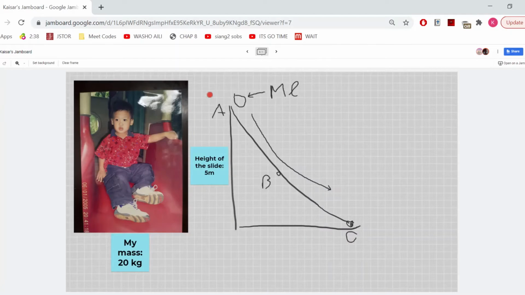Now for the last and fourth photo, I am approximately four or five years old, and my mass at the time was about 20 kilograms, and I was on a slide, a pretty tall one at that, which is 5 meters off the ground, as you can see. So this is me, I'm at the top of the slide, and I choose to highlight three points here, A, B, and C, where I go down the slide.